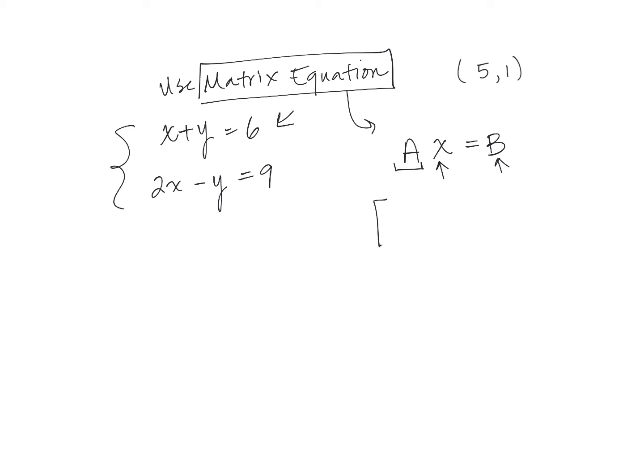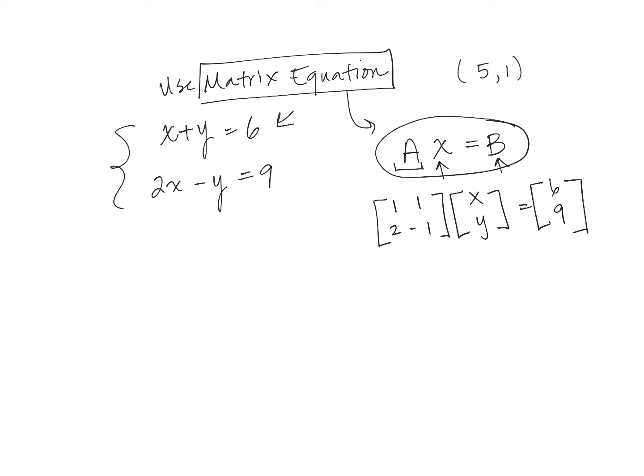I can write it here. It would be [1, 1; 2, -1] times [X; Y] is equal to B, being that [6; 9]. And so what we have talked about is that since we have the inverse matrix, we can actually deal with the matrix equation and isolate this X, which is really going to solve for X and Y.